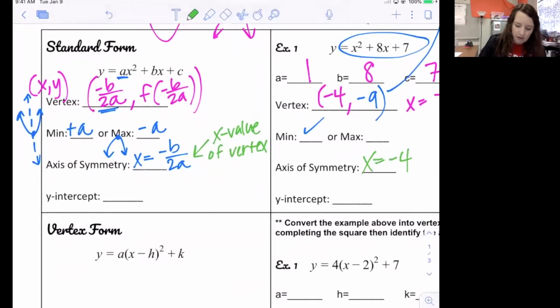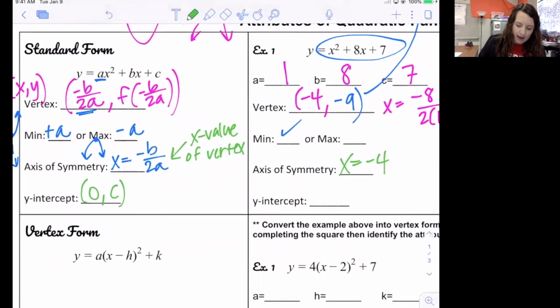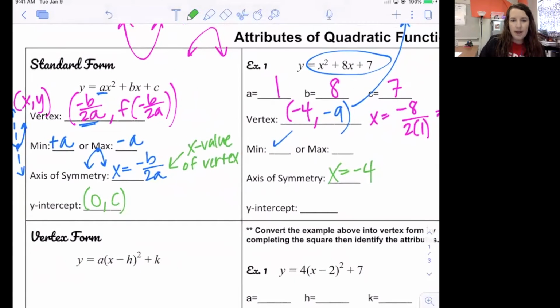And then your y-intercept is (0, c). Your y value is where it touches the y axis, so x is always going to be 0. Here, our c value is 7. So our y-intercept is just (0, 7). For that one, we don't have to do any calculations. We just look for that c value.